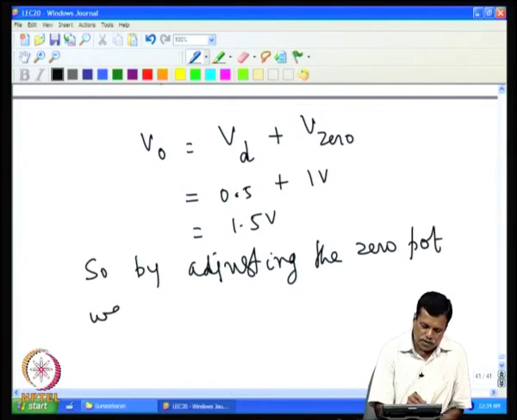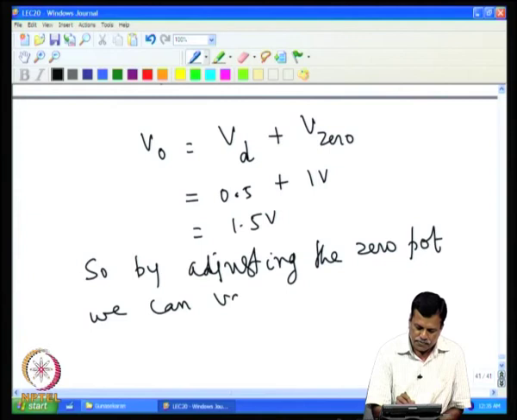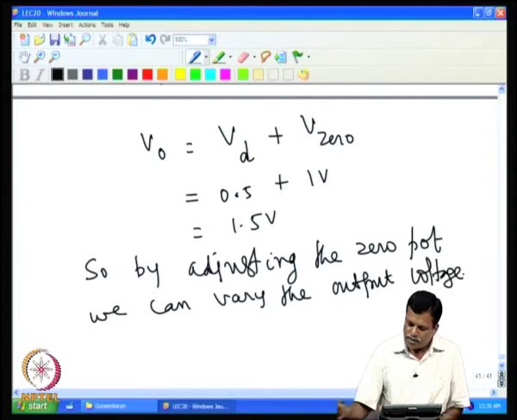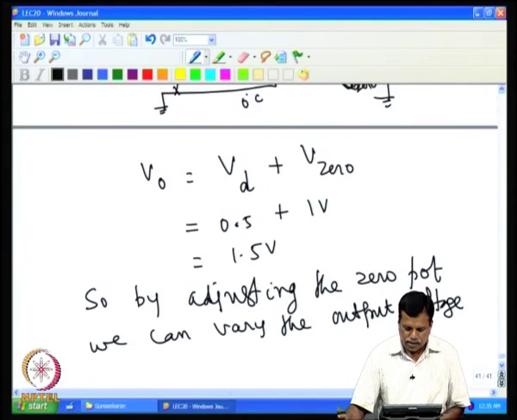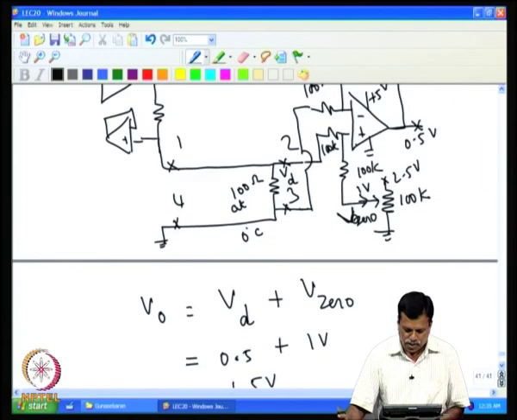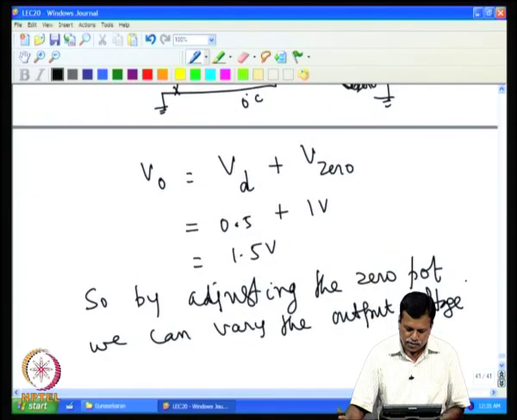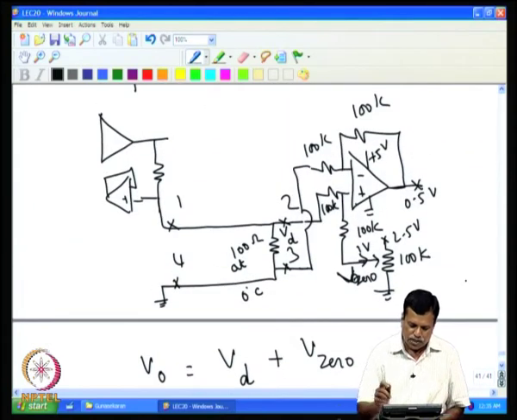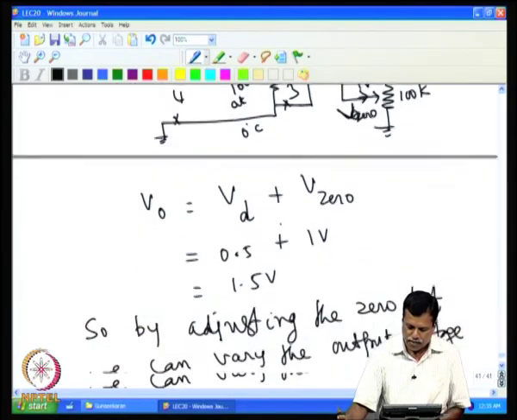Zero part, we can vary the output voltage, because this is required later in our design, that we have to vary this voltage depending upon the requirement. So, this zero adjustment is required. So, the only thing now is we have to estimate what is the expected output voltage here when the temperature goes to 400 degree C.